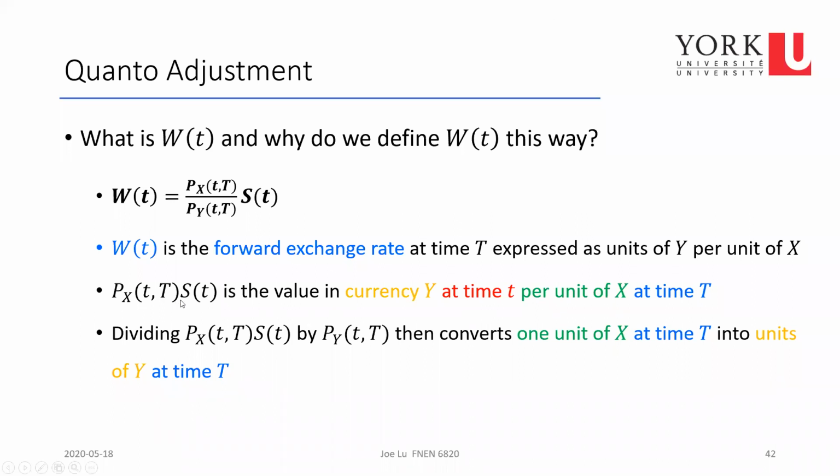Or if you look at it differently, you can see that this PX times ST is really a currency Y amount at time t per unit of X at time big T, because this is the discounting factor. And then you divide this by PY, which converts 1 unit of X at time big T into a unit of Y at time big T.